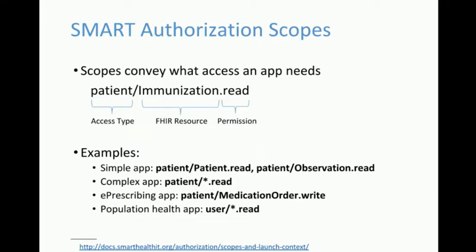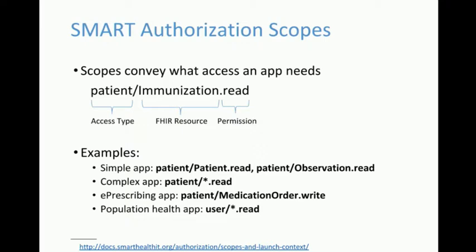But in the case of a simple app that's just displaying information from the chart, read is good enough for what that app needs to do. So the app can construct a scope that looks like this. And in general, apps pass along a whole list of the scopes that they want. And then the server can approve, or the user can approve, access for those scopes.